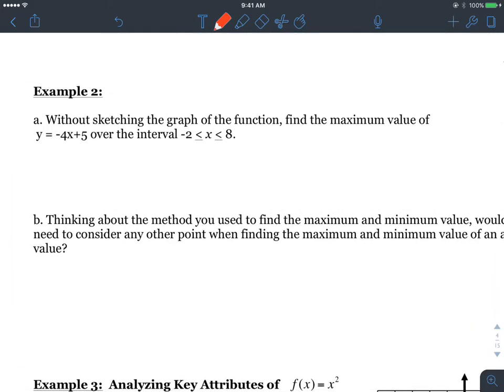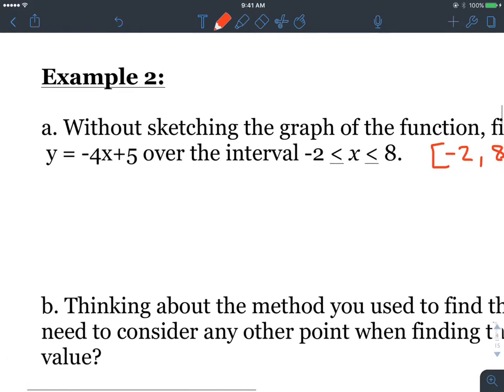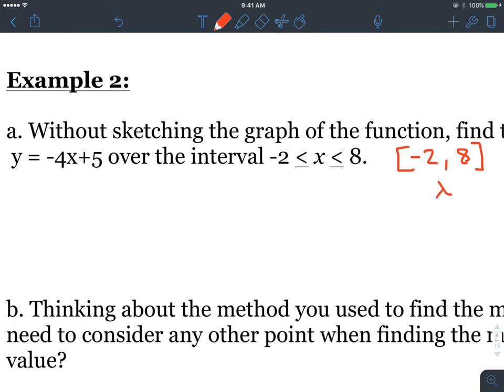Without sketching the graph of the function, find the maximum value of y equals -4x plus 5 over the interval. And notice here, this is kind of similar to set notation right here. This is the same thing. If we want to rewrite it like this, we could just say from -2 to 8. And then we're going to just take those x values. Remember, these are x values right here.